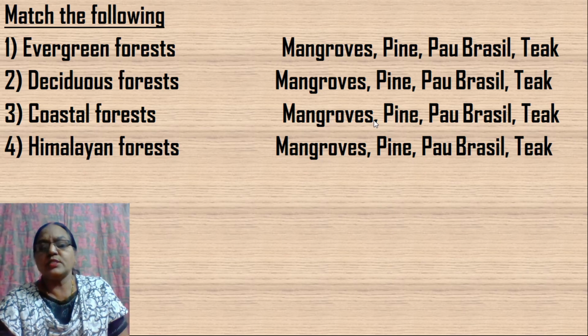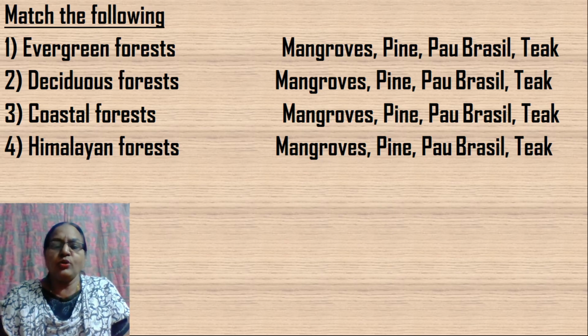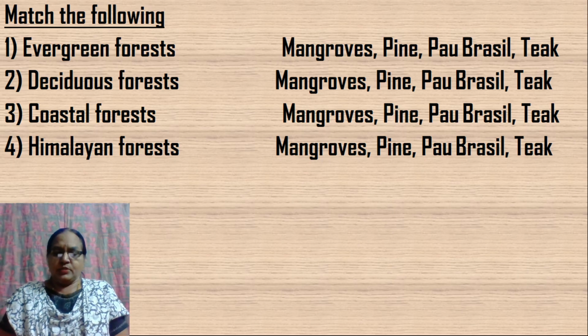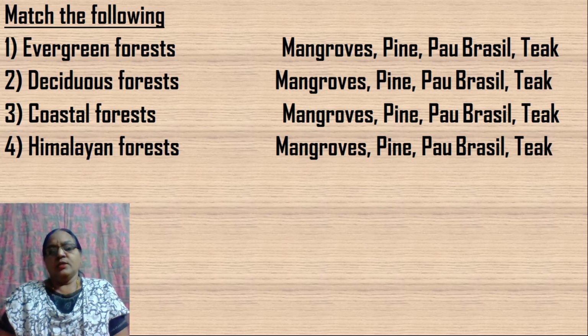Third one, coastal forests. We have mangroves, pine, pau Brazil, and teak. The correct answer is mangroves. Fourth one, Himalayan forests. We have mangroves, pine, pau Brazil, and teak. The correct answer is pine. So, children, this is a type that you can expect in your exam. Go through the lessons properly, study well. Thank you, children.